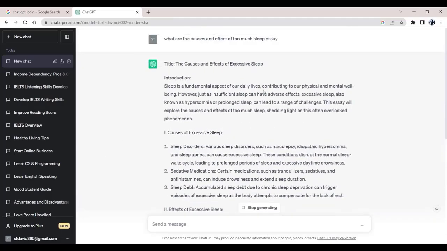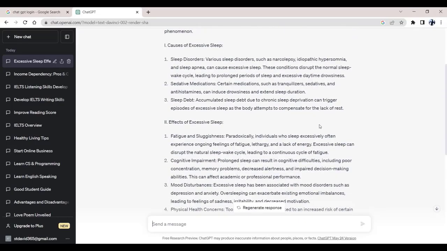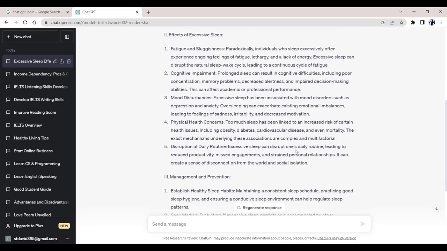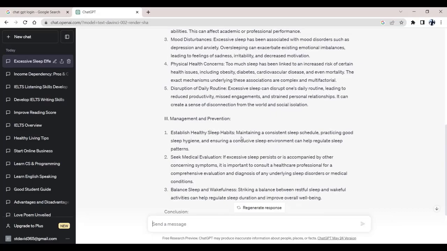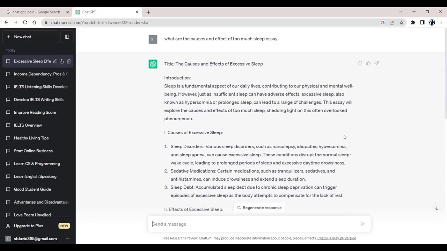Sleep is a fundamental aspect of our daily lives, contributing to our physical and mental well-being. However, just as insufficient sleep can have adverse effects, excessive sleep, also known as hypersomnia or prolonged sleep, can lead to a range of challenges. This essay will cover causes of excessive sleep: sleep disorders, sedative medication, sleep debt. Okay. Effects of excessive sleep: fatigue and sluggishness, cognitive impairment, mood disturbance, physical health concerns, disruption of daily routine. Then management and prevention: establish healthy sleep habits. So this is the solution set: medical evaluation, balanced diet, conclusion. Okay, right.